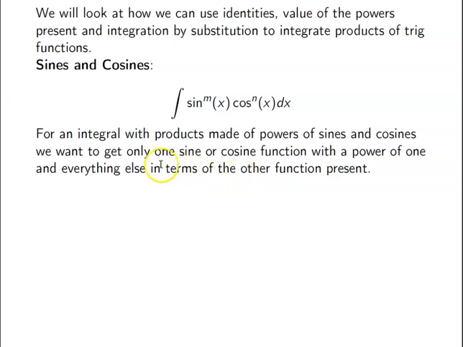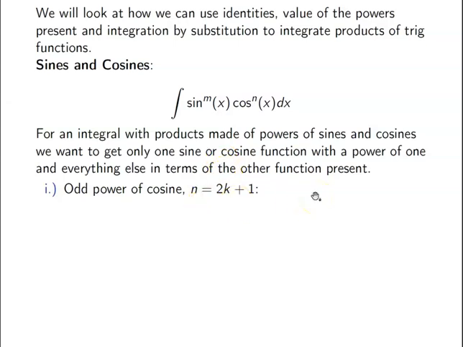The main idea is basically that we're going to get everything down to either a single cosine or a single sine, for the most part. So let's say that we have an odd power of cosine. So this is like cosine cubed, cosine to the fifth, cosine to the seventh, cosine to the ninth, some odd power of cosine.